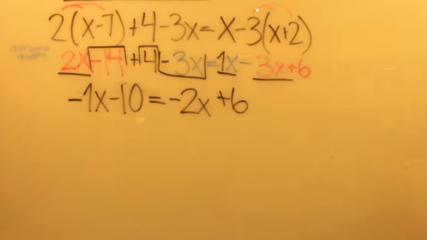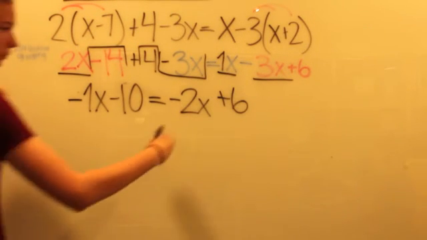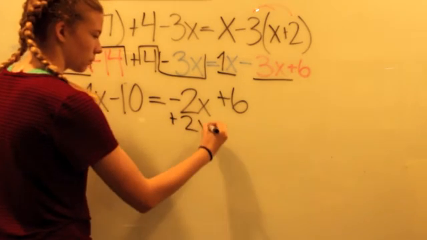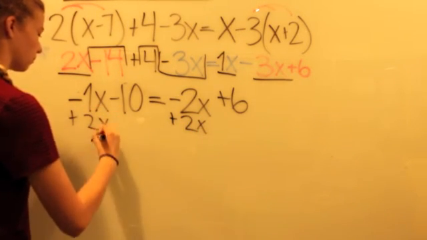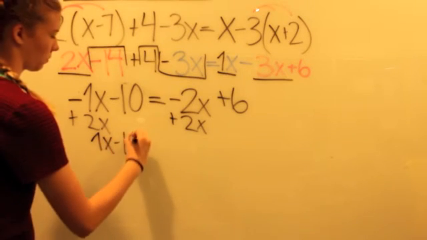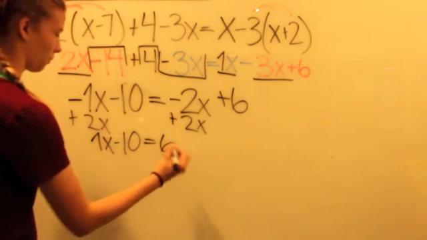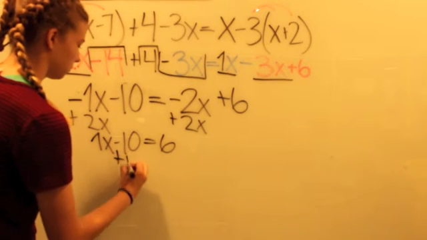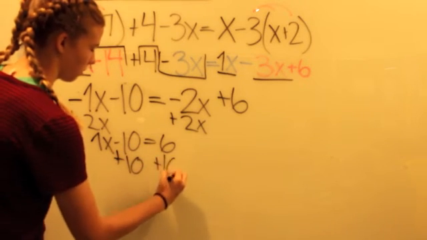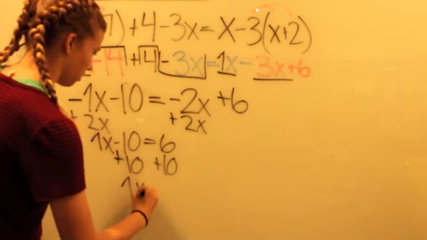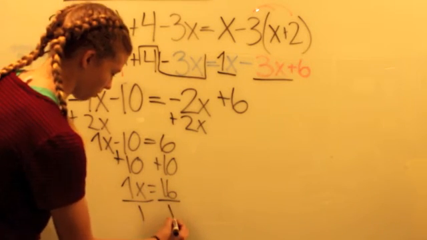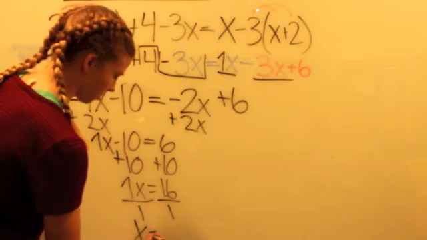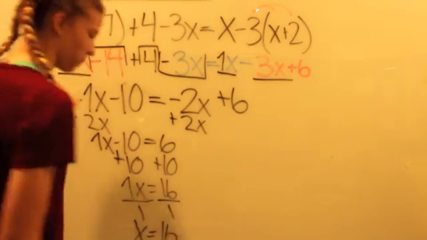As negative 2x and negative 1x are similar terms, you can add them together, meaning we'll add plus 2x to one side and plus 2x to the other side, giving us 1x minus 10 equals 6. Now we'll just add 10 to both sides, giving us 1x equals 16. Now we'll divide by 1 to get our x by itself, giving us x equals 16.